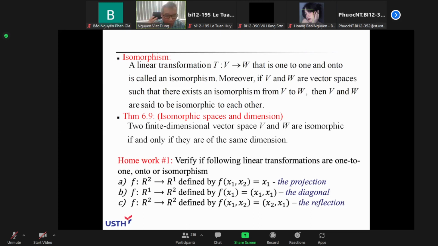And then we have the claim saying that two finite dimensional vector spaces V and W are isomorphic if and only if they are of the same dimension. We are going to have an example on it today. And finally, we finished class last week with the homework on the projection, the diagonal, and the reflection. And also today we are going to have some more homework. So that is what we studied last week, and we continue the class today from this point.